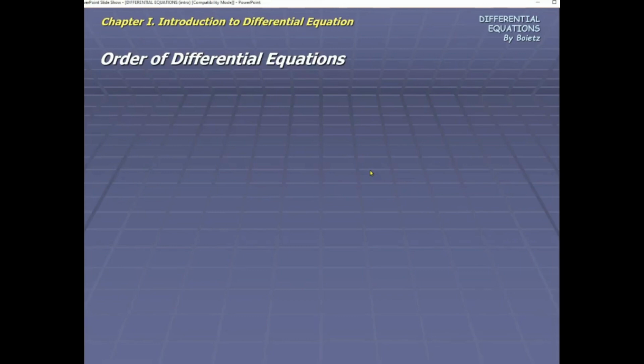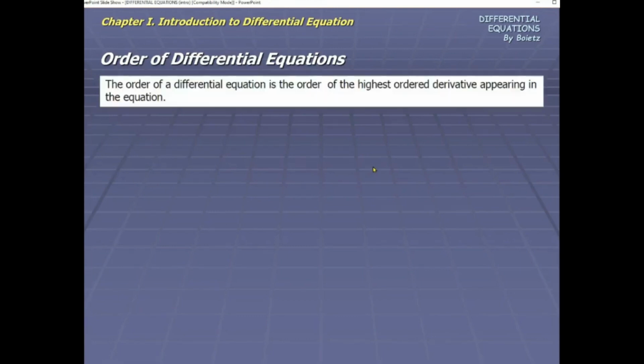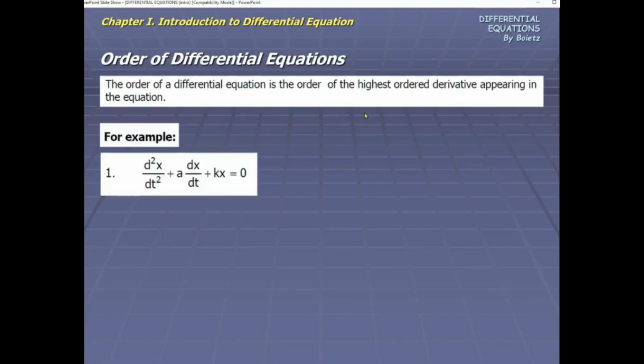So, may tinatawag naman na order of differential equation. Okay. The order of the differential equation is the order of the highest order derivative appearing in the equation. Oo nga, no? Okay, so ayan. So for example, the second derivative of x with respect to t plus a dx over dt plus kx equals 0. Ano daw yung pinakamataas na highest order derivative?